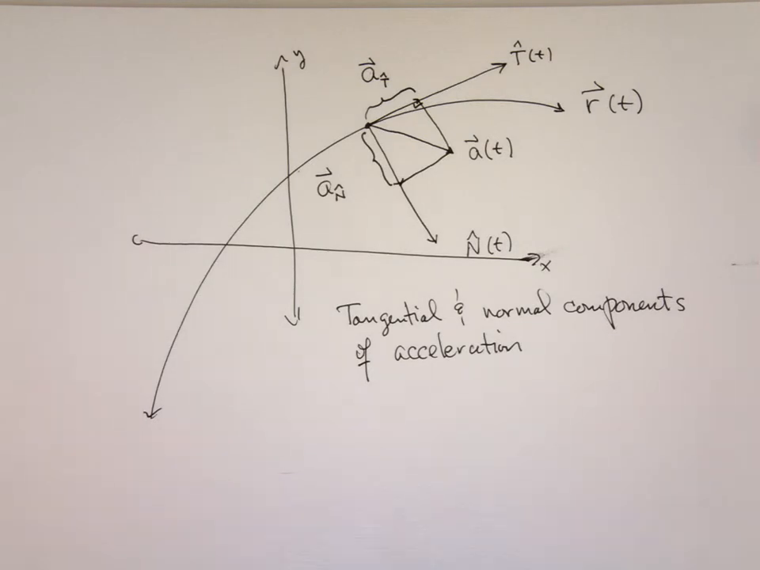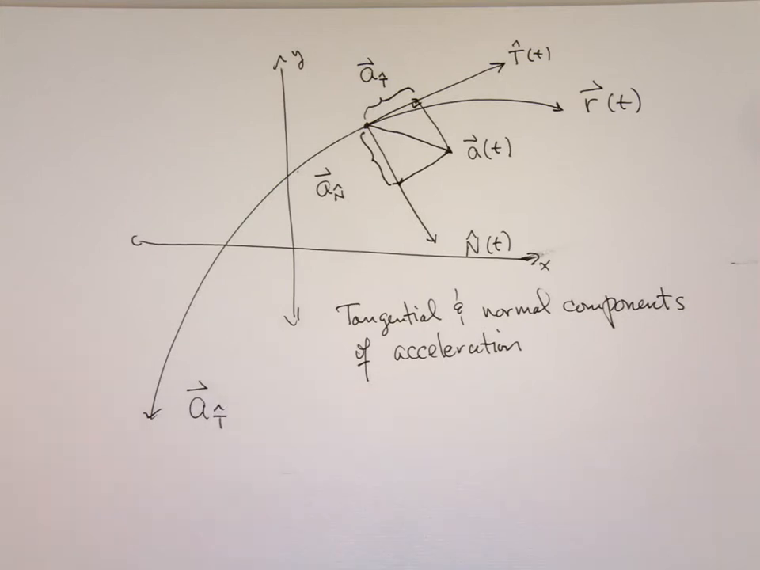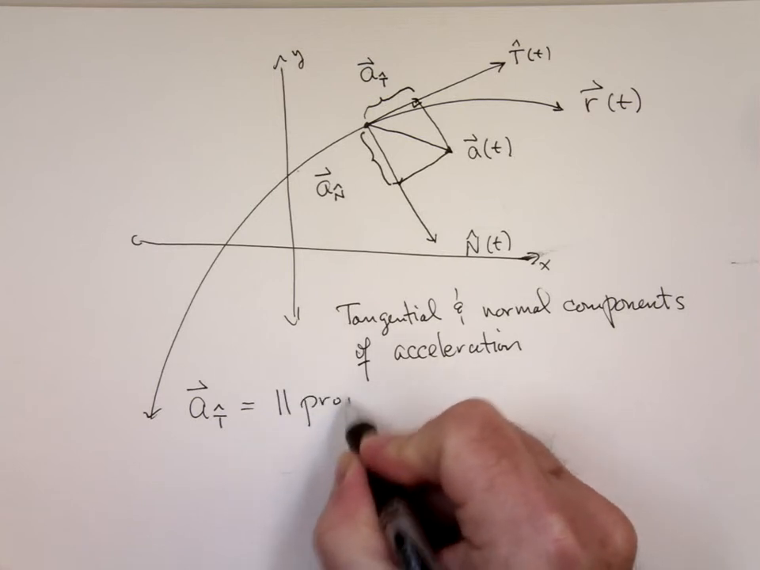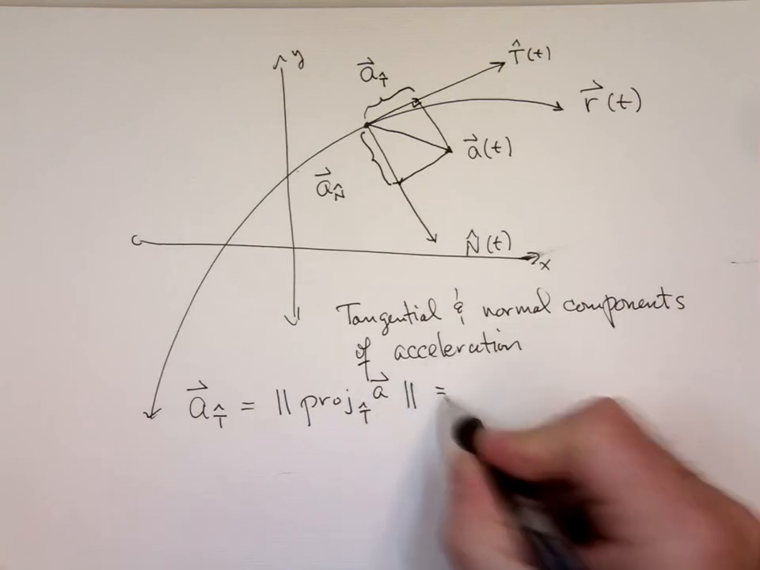You've got a satellite going around the Earth. You've got the same thing here. That satellite is tending to move off along the tangent line. Earth's gravity is tending to pull it into the Earth. How much is the acceleration along that tangent line? How much is it along that normal line? So, let's find out. The tangential component of acceleration is the magnitude of the projection of the acceleration along the unit tangent.